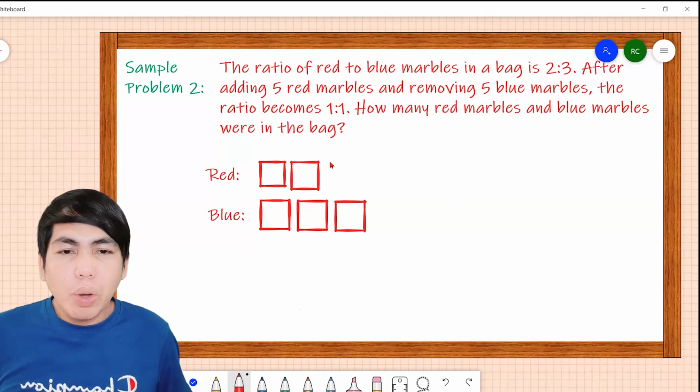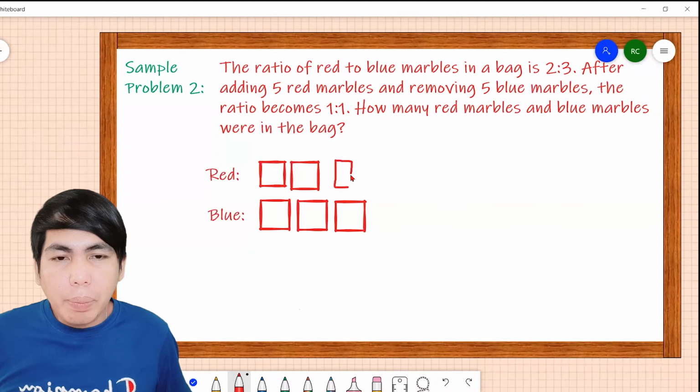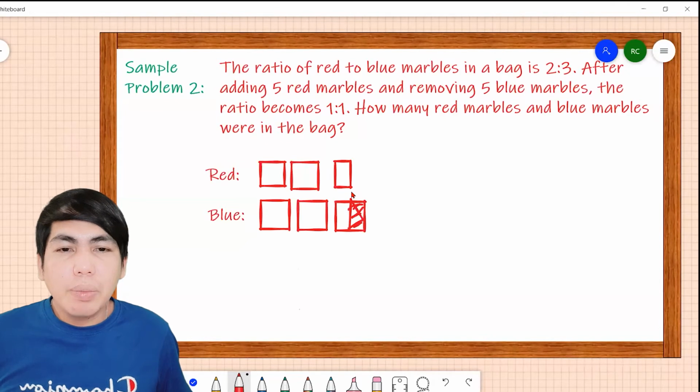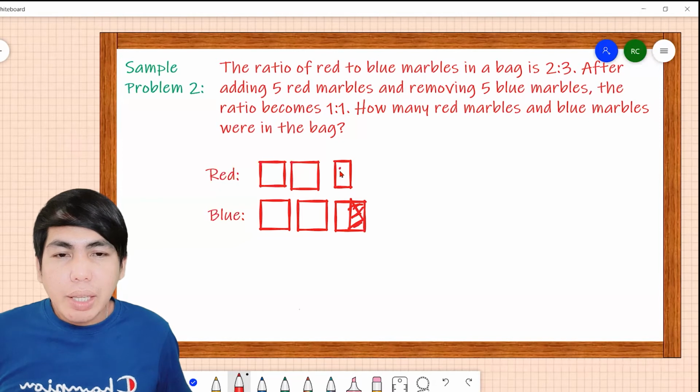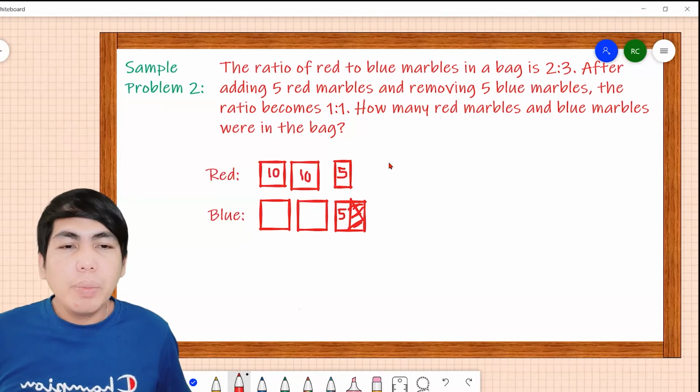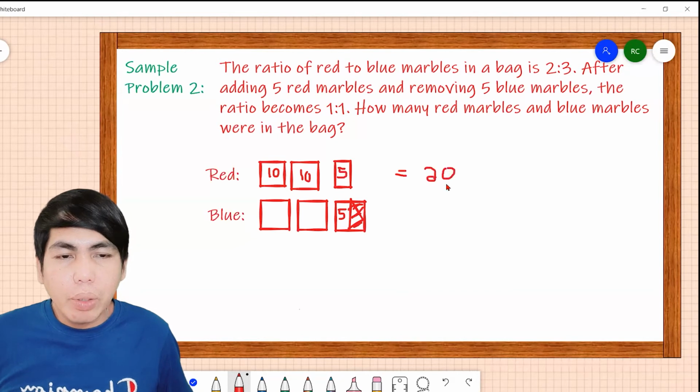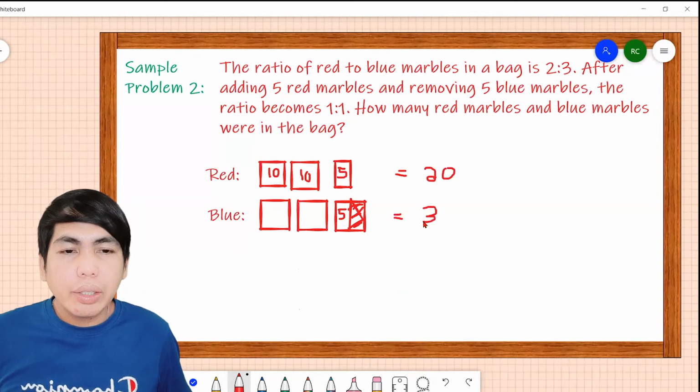So, if we are going to add half of the block and we are going to remove half of the block, the ratio becomes 1:1 since they have the same number of marbles represented by the same number of blocks. Meaning to say that this half of the block is equivalent to 5. So the whole block is 10. So meaning to say that before adding and subtracting some marbles, there were 20 red marbles and there were 30 blue marbles.